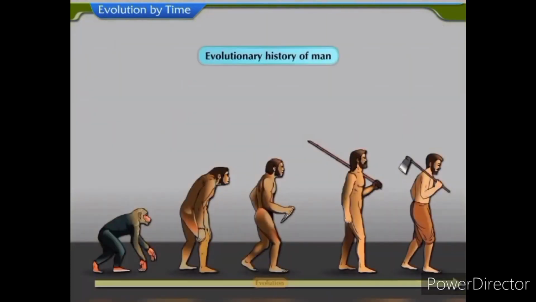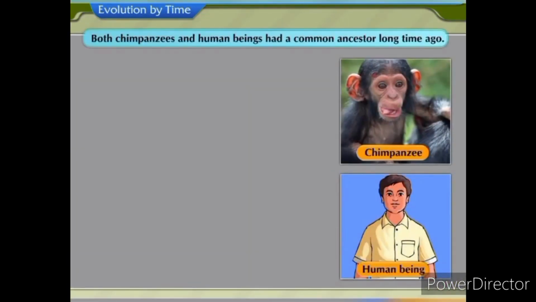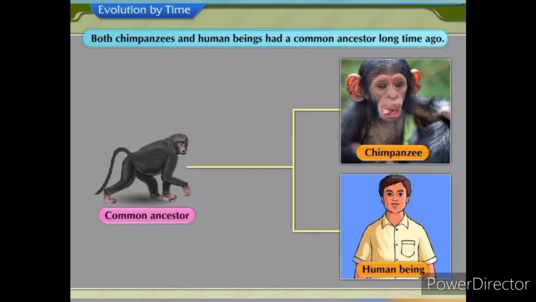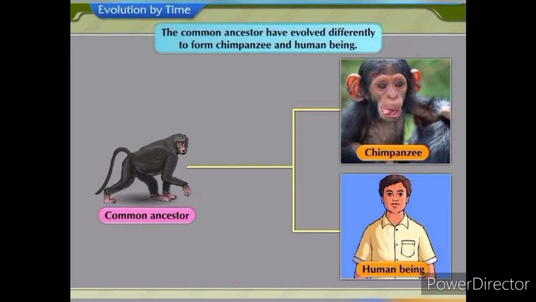When we consider the evolutionary history of man, we often say that human beings have evolved from chimpanzees. However, this is not the case. In fact, both chimpanzees and human beings had a common ancestor a long time ago. The two offspring of that common ancestor have evolved differently to form the modern-day chimpanzee and human beings.